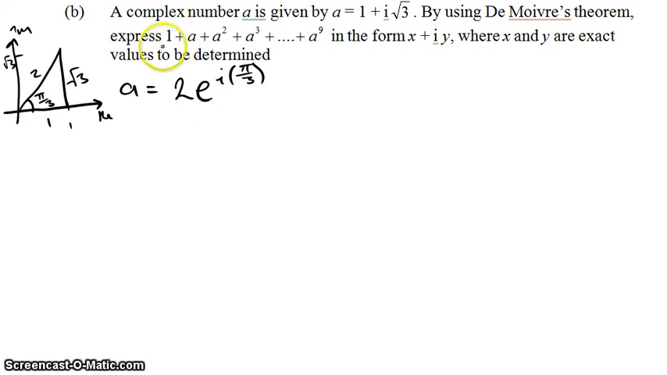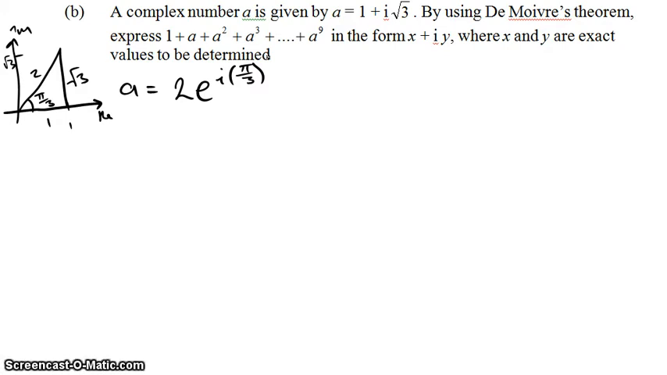So now I've actually got 1 plus a squared plus a cubed plus all the way up to a to the 9. And you may be wondering, well, where have I seen this before? This is actually the sum of the first 10 terms of a geometric series, right? Because a here is sort of like our common ratio. But if you're a little bit hesitant, I don't blame you, because you don't know, does this actually work where a is a complex number?